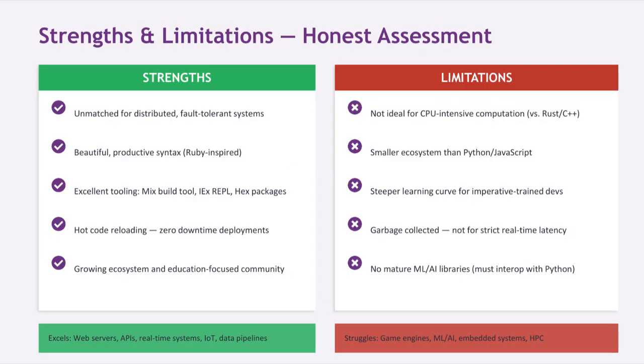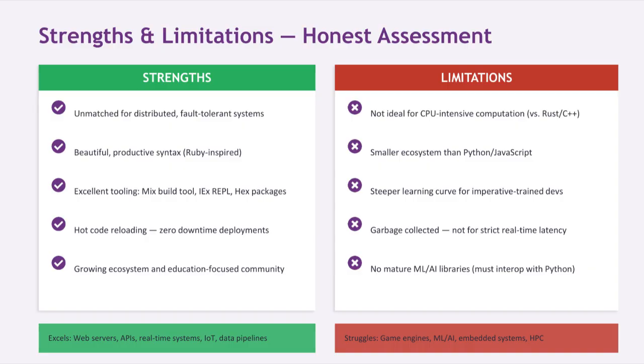No language is perfect and Elixir is no exception, so let's be honest about both sides. Where Elixir excels: distributed fault-tolerant systems, real-time web applications, APIs handling massive concurrent load, IoT infrastructure, data pipelines, anywhere you need reliability and concurrency baked in.